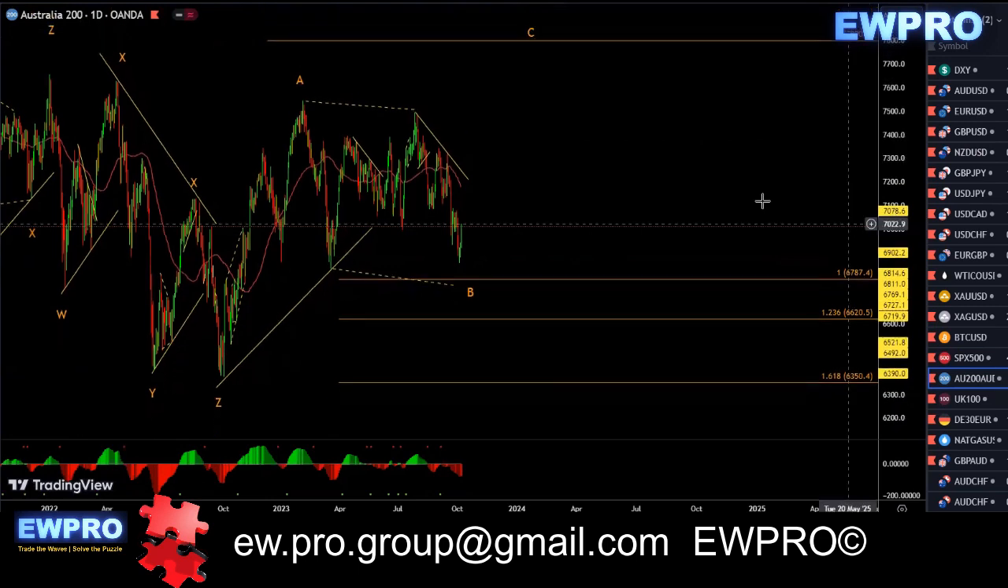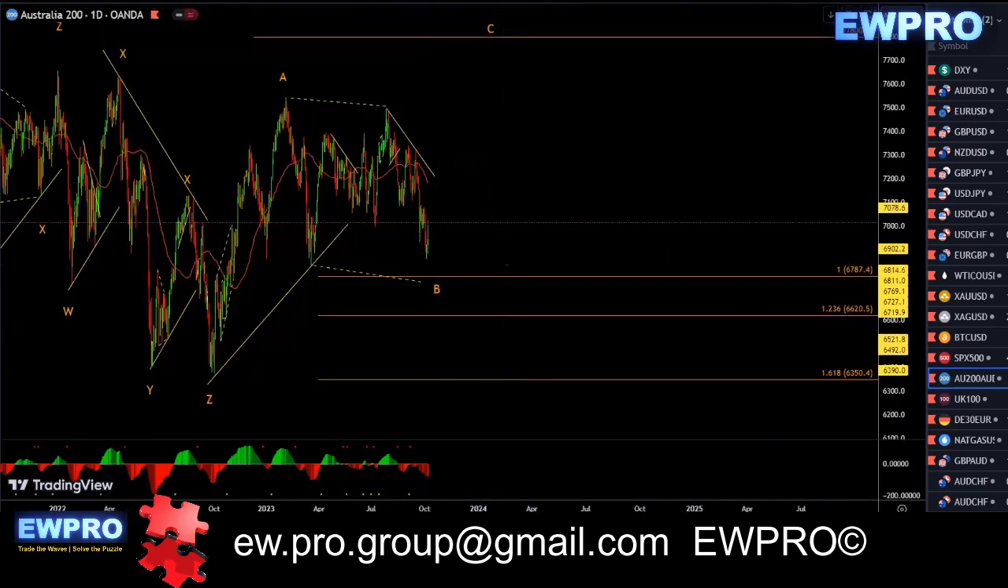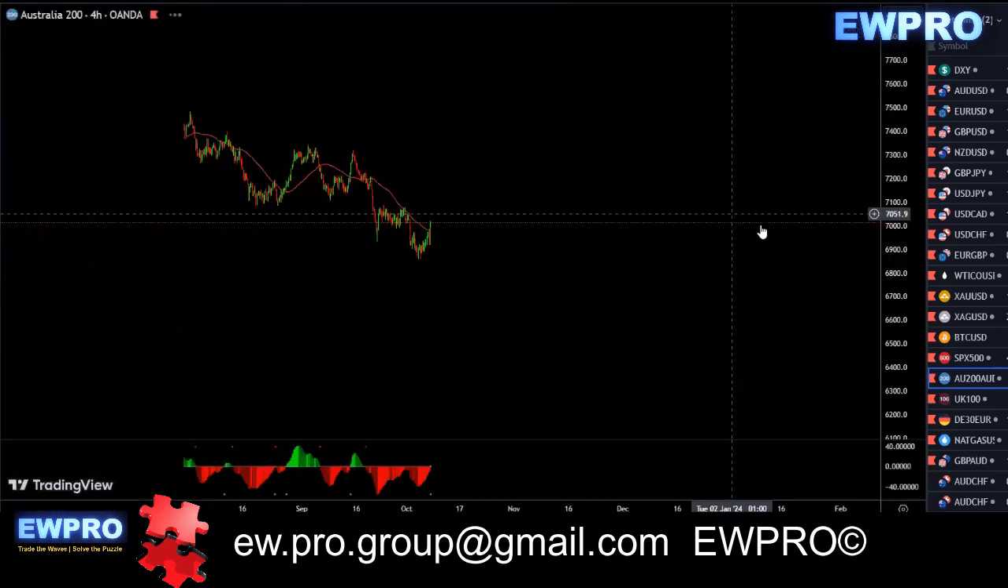AU200. This one here still hasn't broken this low. Really like it to break that low for an A, B, C. We're looking for that C up. It may be a contracting flat. Ideally, it does come down and break that low, and it can get down to that 100 fib, obviously, for a regular flat.